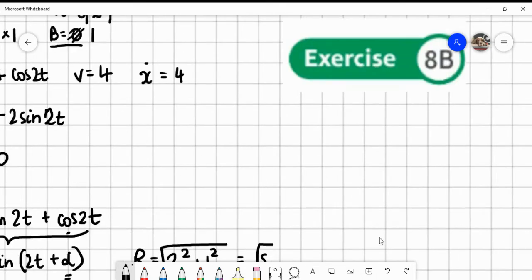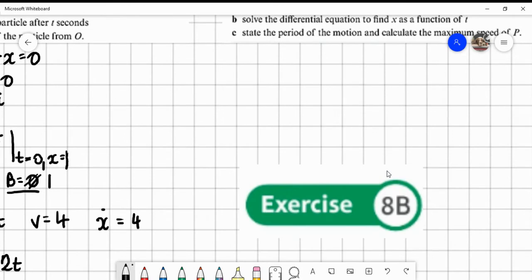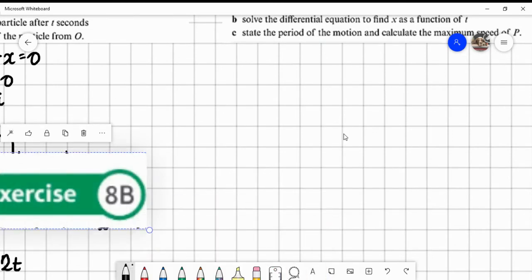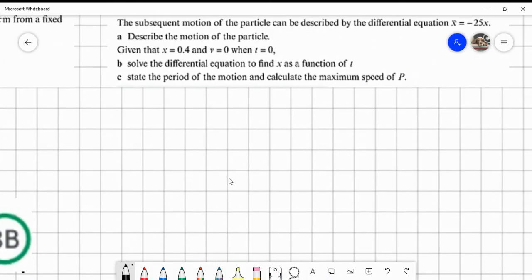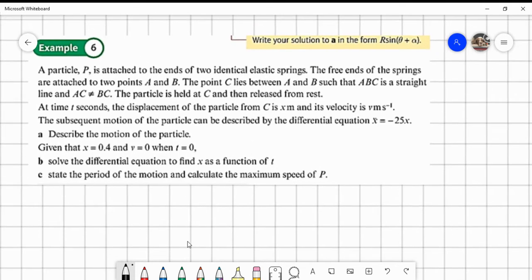The book does though, so I've done it. Okay, so that means we can move on to example 6. So in this video, I'll go through all the examples now that lead up to exercise 8b, which means there's example 6, and that's the only example left.